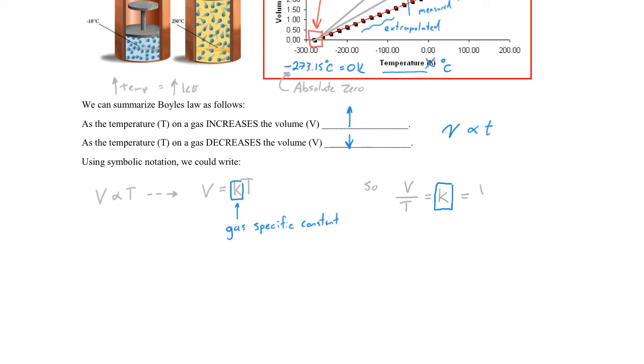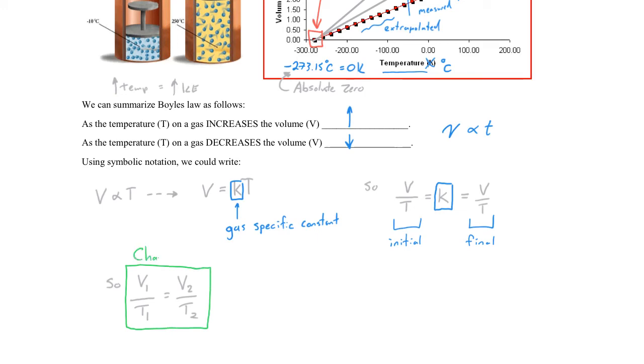This means that the ratio of the volume to the temperature is always the same. So the volume divided by the temperature at some initial conditions will be equal to the same constant that the volume divided by the temperature at some other conditions will equal. So we can write this out as follows. V1 divided by T1 is equal to V2 divided by T2. And this is the form of Charles' law that we use most often. And we usually use this by knowing 3 out of these 4 variables, and then we can find the 4th.